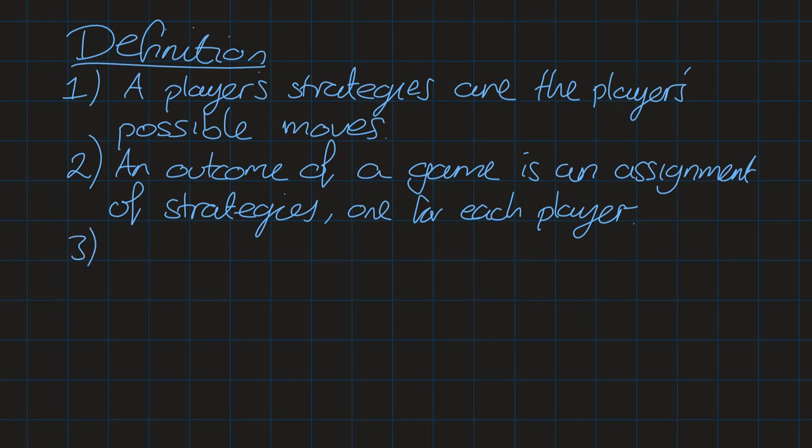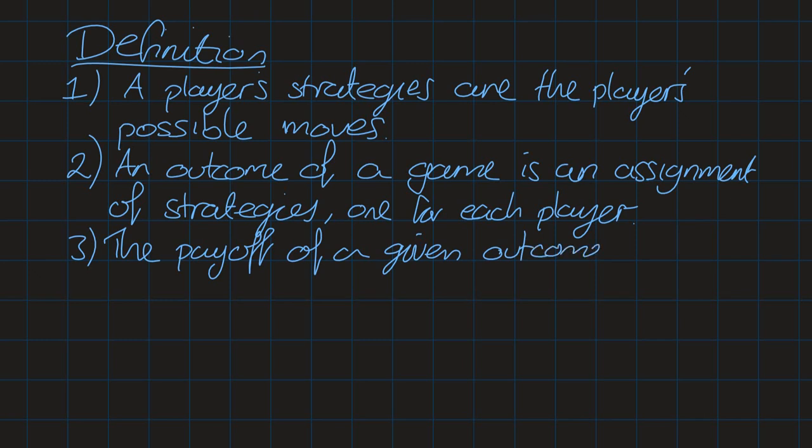And number 3, the payoff for a given outcome is the result of that outcome occurring. The payoff of a given outcome is the actual result of the outcome.